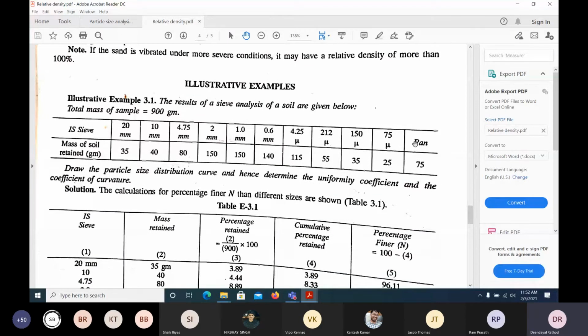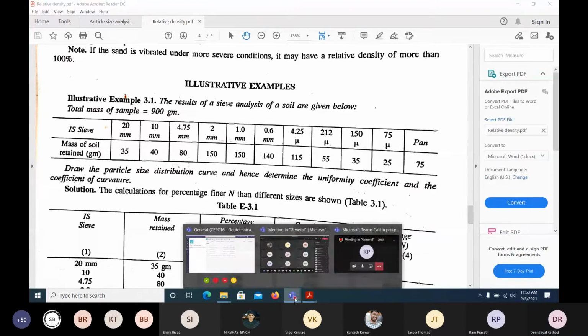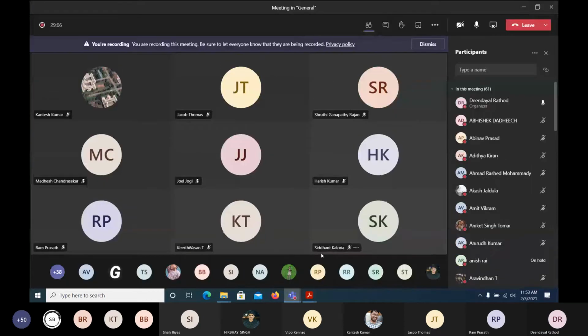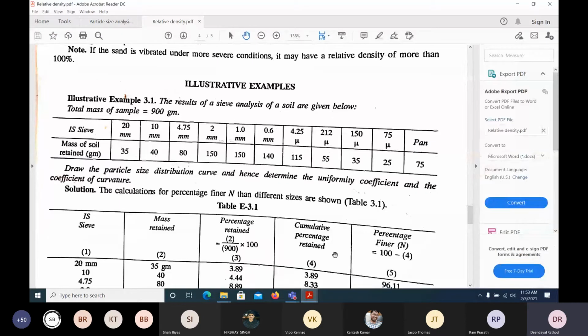Is it visible now? Hope you are following. Please respond. Yes, sir. You are following, right? Okay. Now, where we were, yeah.